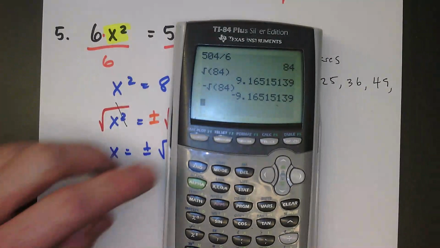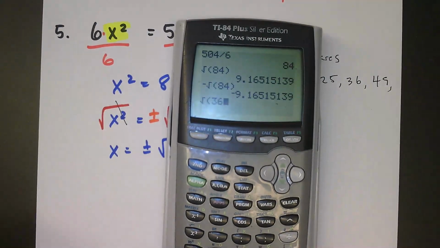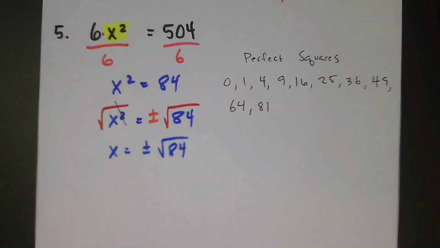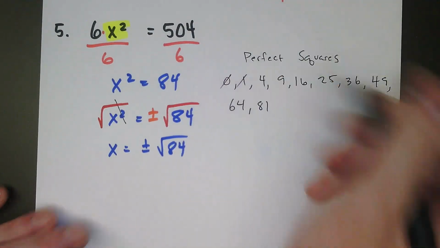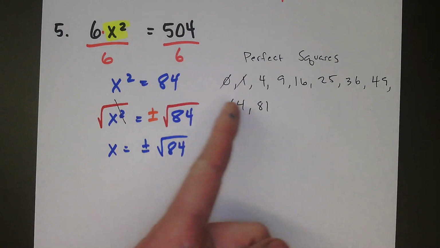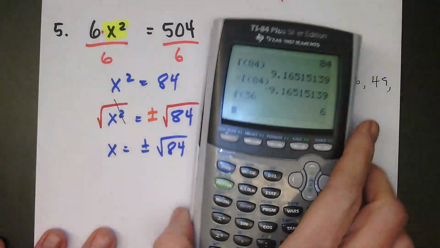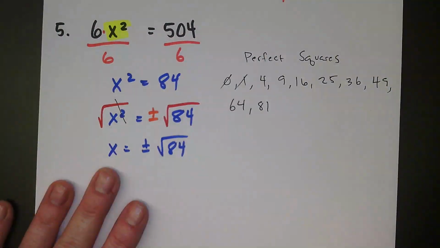If I do the square root of any of them, say the square root of 36, I'm going to get a whole number. I need to know if any of these perfect squares go in here. But actually, the first two I don't care about. Dividing by 0 you can't do. Dividing by 1 is not going to change the value. So I just start with 4.